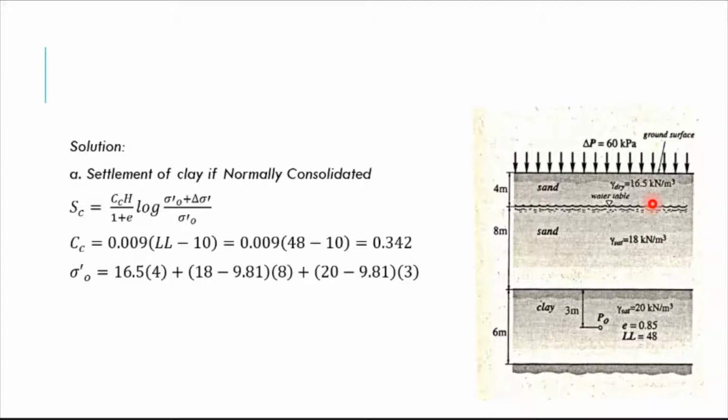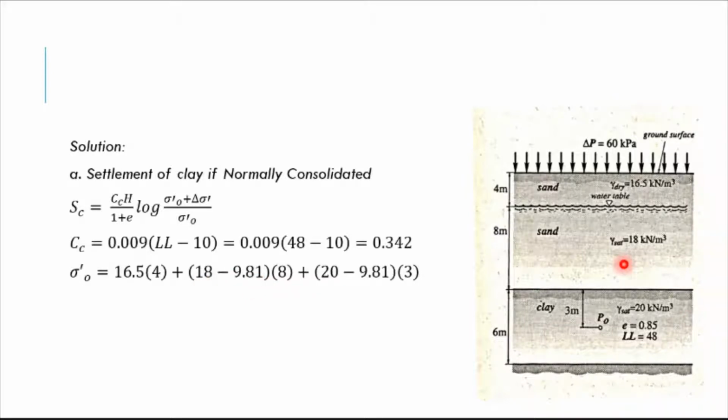So even if we don't get the total stress and pore water pressure, we just have to get this buoyant unit weight of soil. That would be 18 minus 9.81, so we don't need to get the total stress and pore water pressure. We go straight to getting the effective stress. And this will be the buoyant unit weight of the soil.